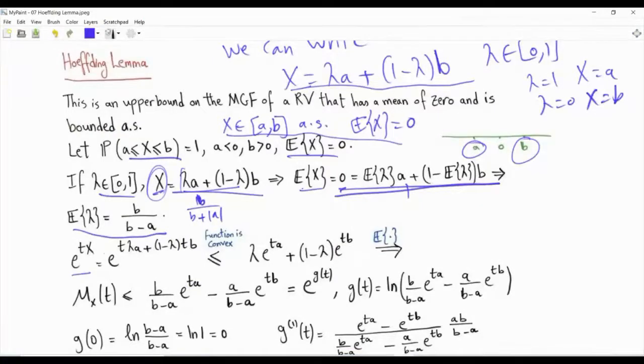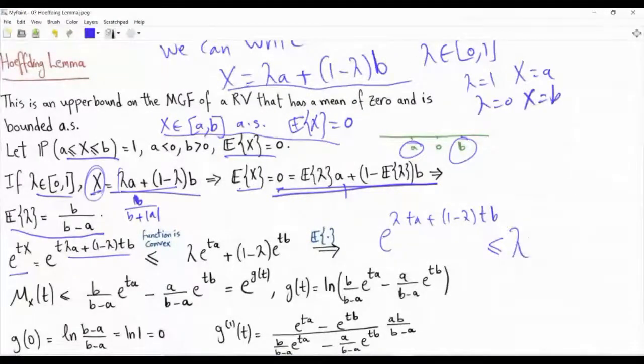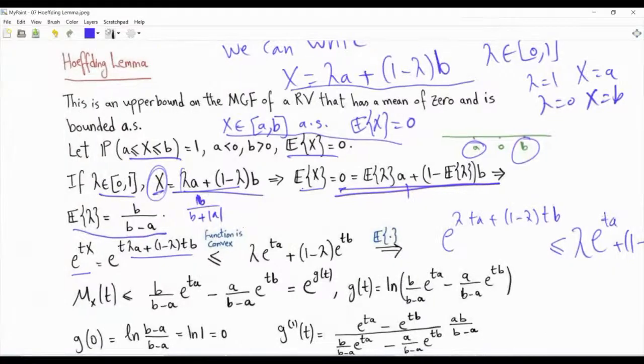Now, take e to the tx. Now write x as lambda a plus 1 minus lambda times b. Now the exponential function is a convex function. That is great. So what does convexity mean? It means that e to the lambda ta plus 1 minus lambda tb is, by convexity, less than lambda times the function applied to ta plus 1 minus lambda times the function applied to tb. This is the definition of convexity, and the exponential function is convex.